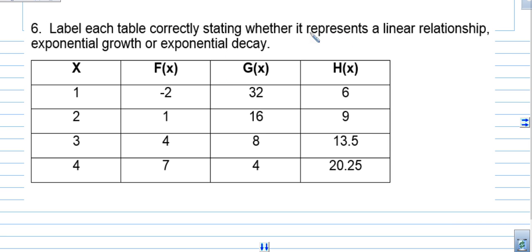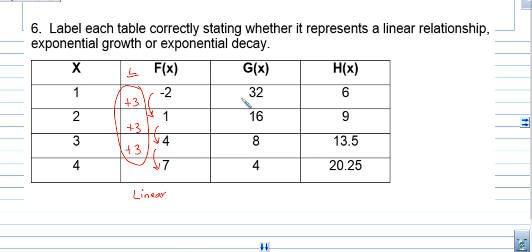Okay, so state whether the table represents a linear, exponential growth, or exponential decay. When you want to find linear, you look and see if they have a common difference, if they add or subtract the same number each time. So negative 2 to 1 adds 3, 1 to 4 adds 3, and 4 to 7 adds 3. Since they add the same number each time, f of x is automatically linear.